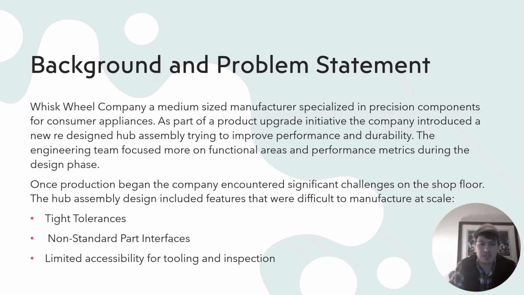So, as the production began, a problem occurred. Significant challenges on the shop floor. As they were working, more problems occurred. The hub assembly design included features that were difficult to manufacture at scale. This included tight tolerances, non-standard part interfaces, and limited accessibility for tooling and inspection of the bicycle hub assembly. And that's kind of my background and problem statement covered.